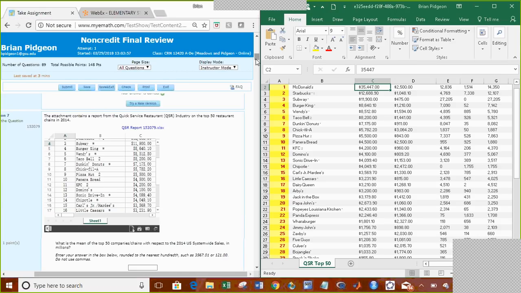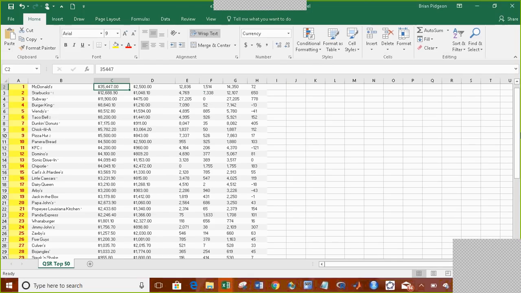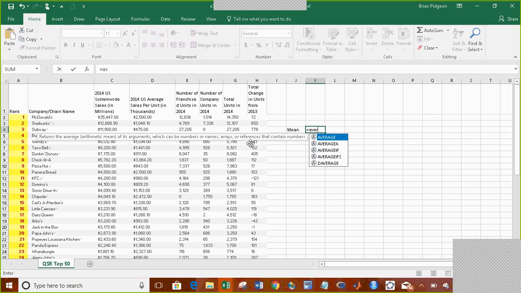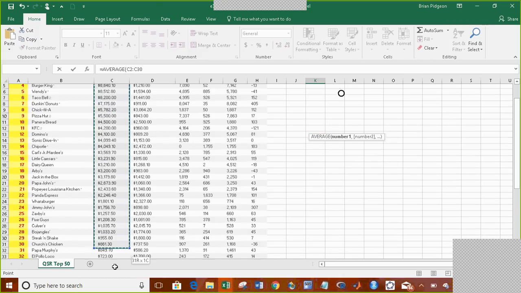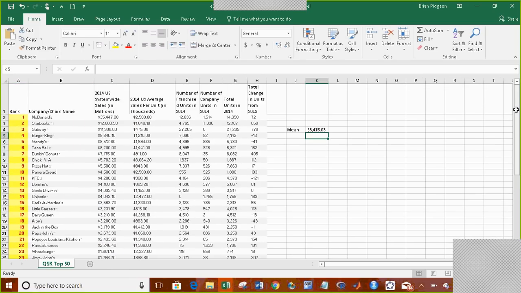Alright, so from this data set, we want the mean of the top 50 company chains with respect to 2014 U.S. system-wide sales. Let's make this bigger. So we want the mean, the average, of the 2014 system-wide sales, and we highlight them all. It might go away, that's fine. Hit enter, and it'll bring right back up.